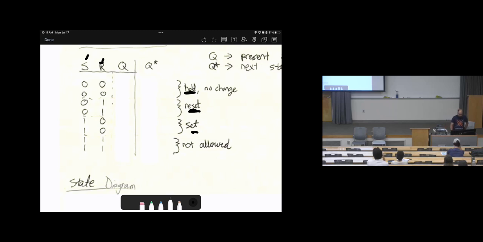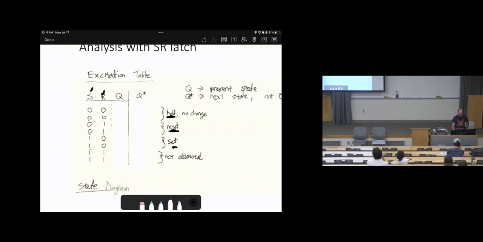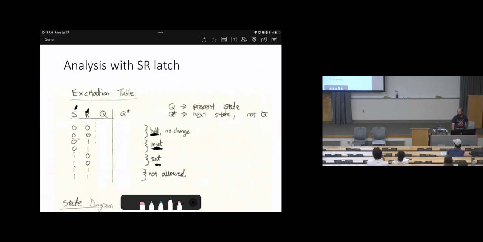This is, as we know, an SR latch. Do you agree with me? Now, how can we make the state table for this? Can we make a state table and logic diagram? Yes, we can. How?